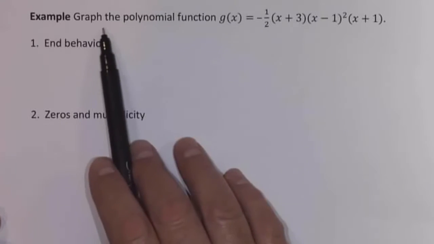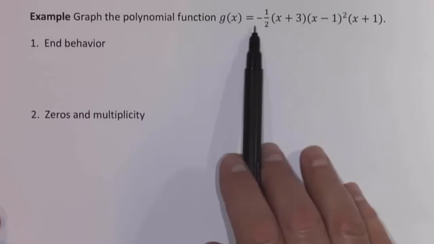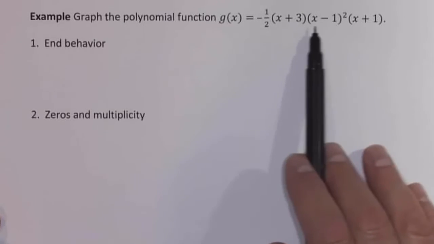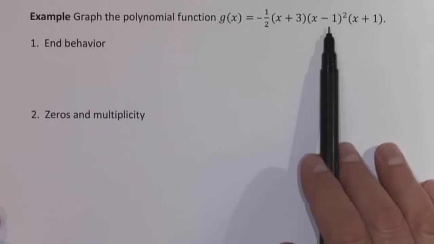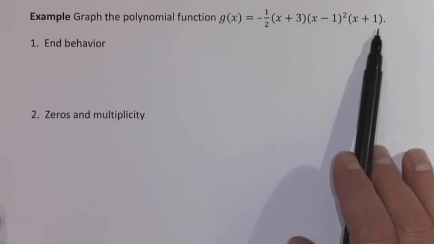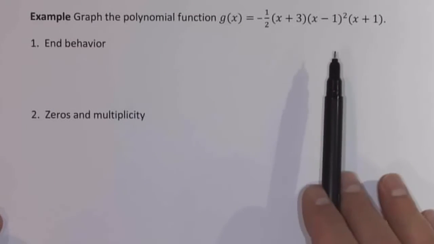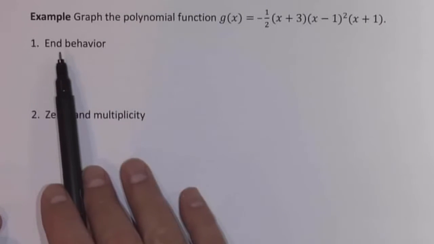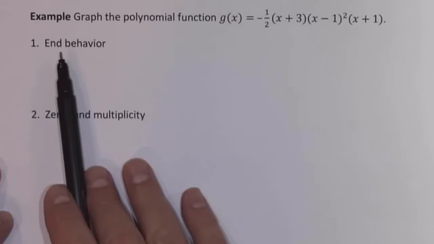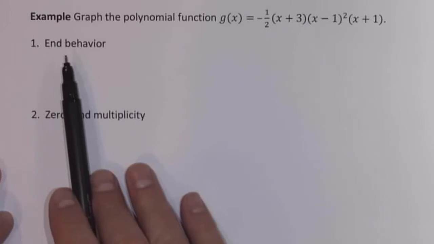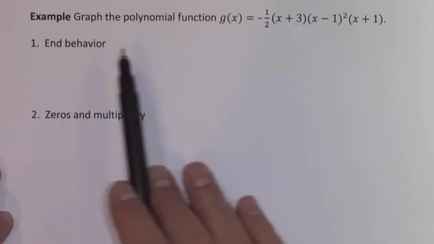So in this example, we want to graph the polynomial function g of x equals -1/2 times the quantity x plus 3 times the quantity x minus 1 squared times the quantity x plus 1. And so we're going to use our 6-step procedure to do this. So we want to begin by thinking about the end behavior. To determine the end behavior, we need to determine the degree of the polynomial function and the leading coefficient.